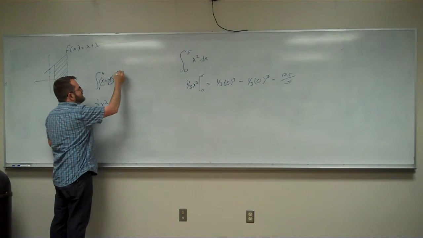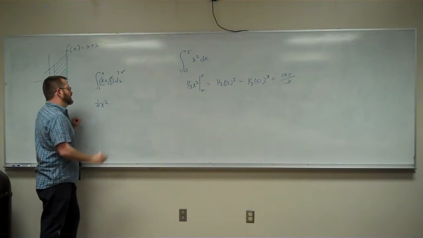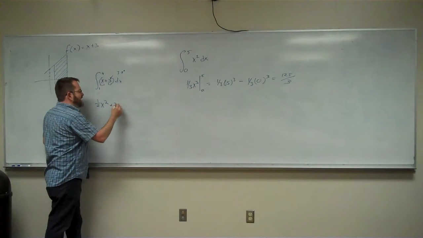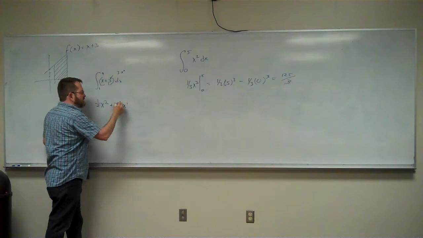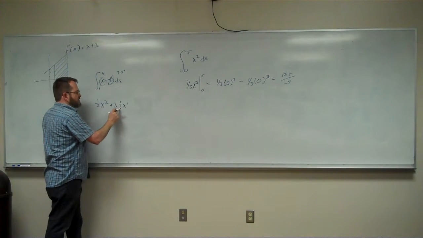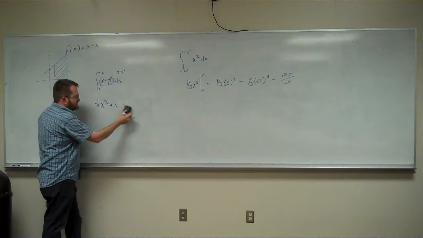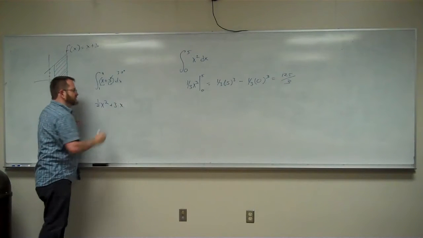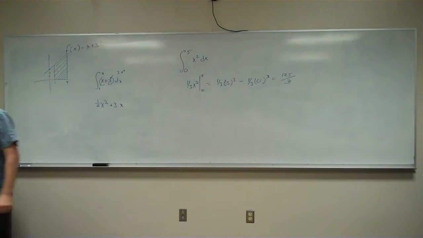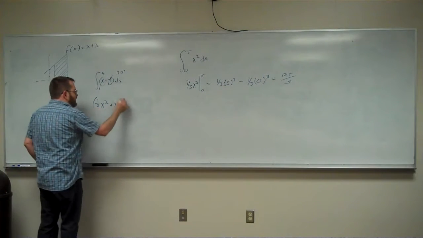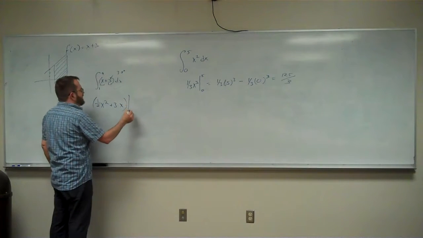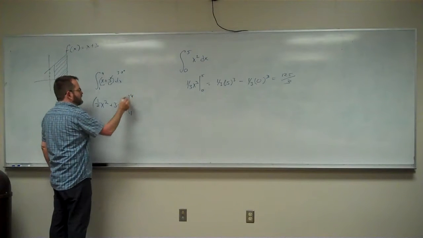Remember, 3 is the same thing as 3 times x to the 0 power. So that's going to be 3 times x to the first power, times 1 over that power. Well, that's a fancy way of saying 1, and x to the first power is just x. So this is the antiderivative right here, and we're going to evaluate that from 1 to 4.